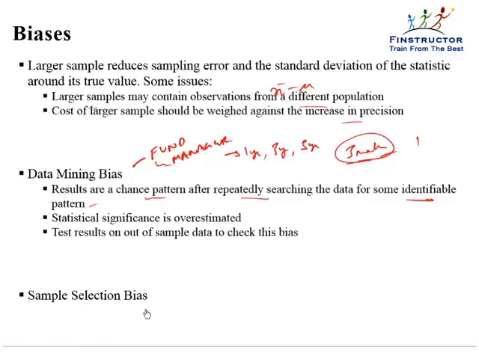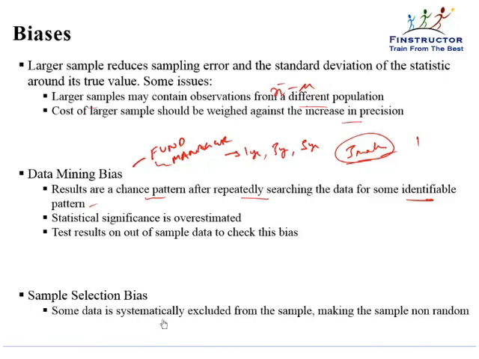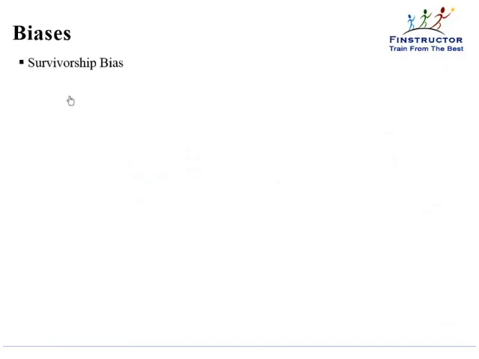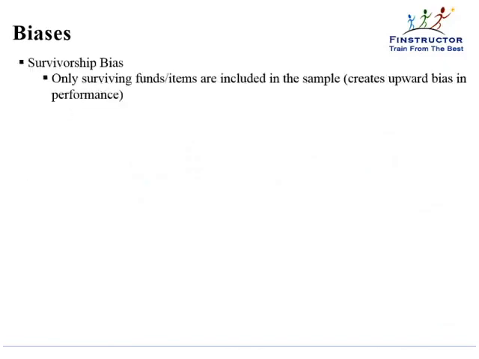Sample selection bias is very common, wherein some data is being systematically excluded from the sample, making the sample non-random. Because the central limit theorem, please remember, works for simple random samples. So if the samples are not simple random or they are biased, then the theorem does not work or cannot be applied. Survivorship is a very common example of sample selection bias, wherein we see that often in calculating the performance of funds, it is only the surviving funds that are included.